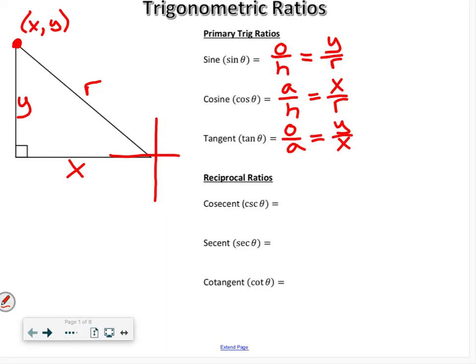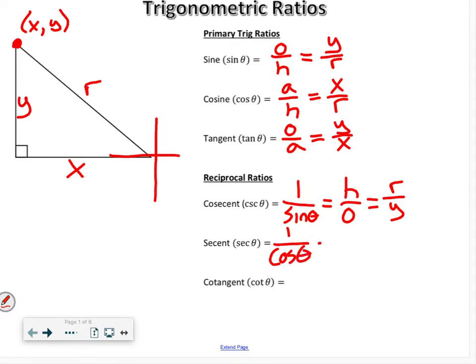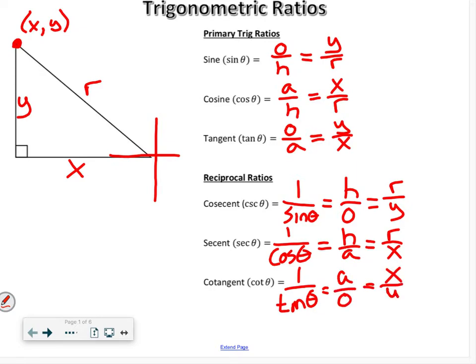Now, looking at the reciprocal functions, I want you to remember that cosecant is 1 over sine. 1 over sine would be h over o, or r over y. Secant is 1 over cos, h over a, or r over x. And then finally, we have 1 over tan, which is going to be a over o, or x over y.